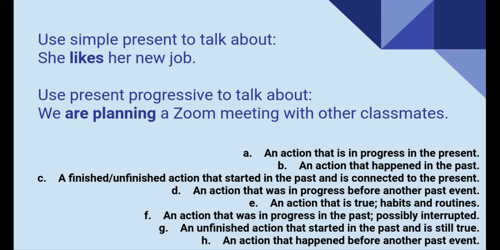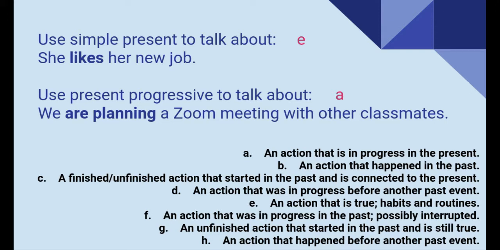For example, we use simple present to talk about an action that is in progress in the present, an action that happened in the past. Please pause the video and match the correct use of these structures to the examples. Okay, guys, so we use simple present to talk about E, an action that is true, habits, and routines. We use present progressive to talk about A, an action that is in progress in the present.